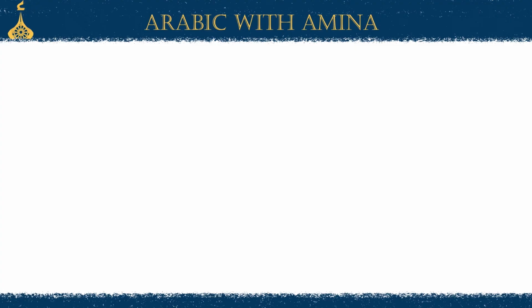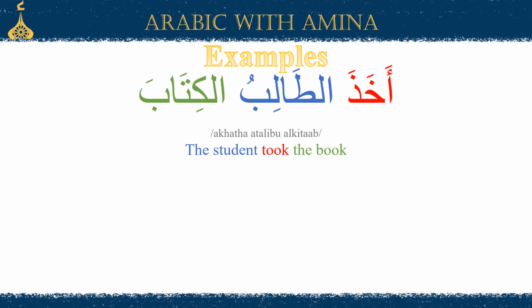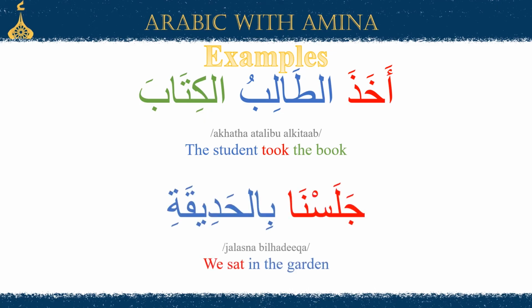Here are a few examples of past tense verbs. أخذ الطالب الكتاب. The student took the book. Our verb here is in red, and it is أخذ. It does not have any suffixes attached to it, and so it is simply in the singular masculine form. Another example would be جلسنا بالحديقة. We sat in the garden. Our verb جلسنا has the suffix nun alif added to the end, referring to the pronoun we.